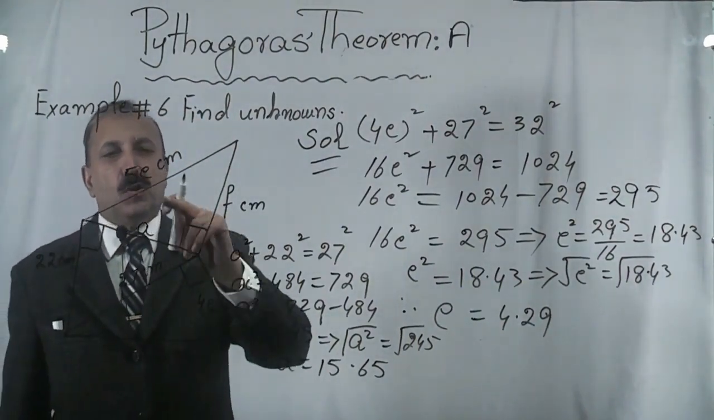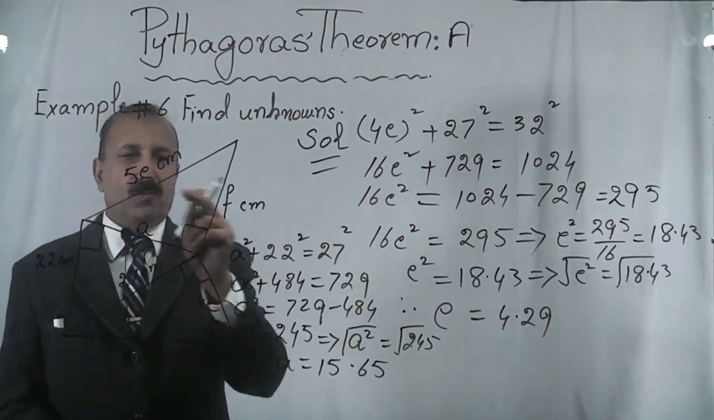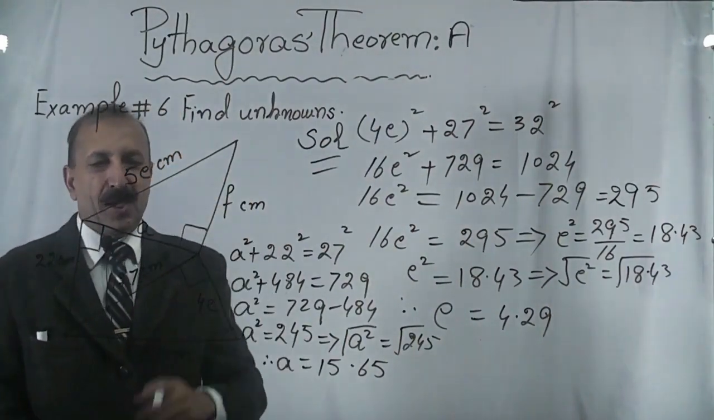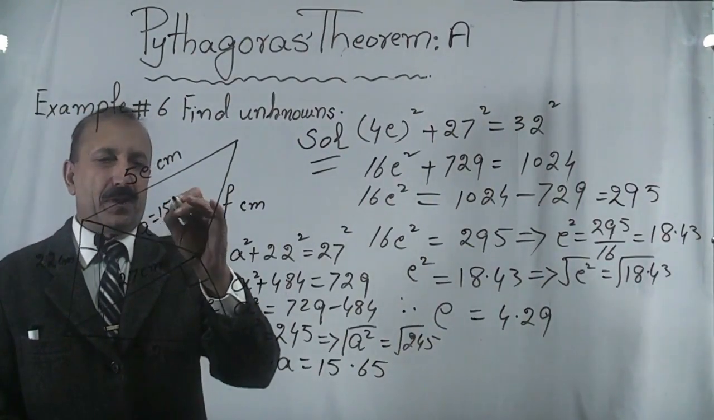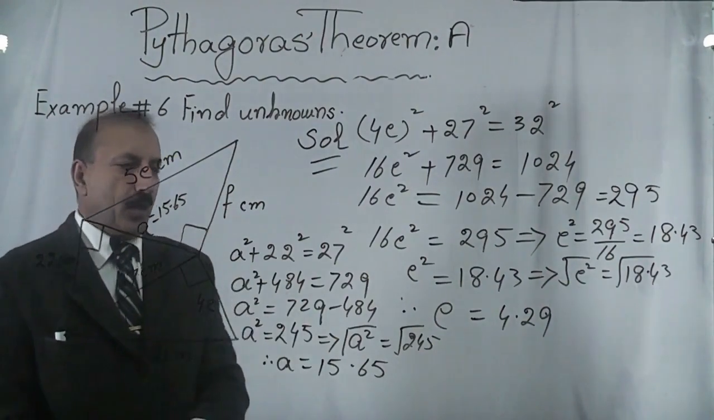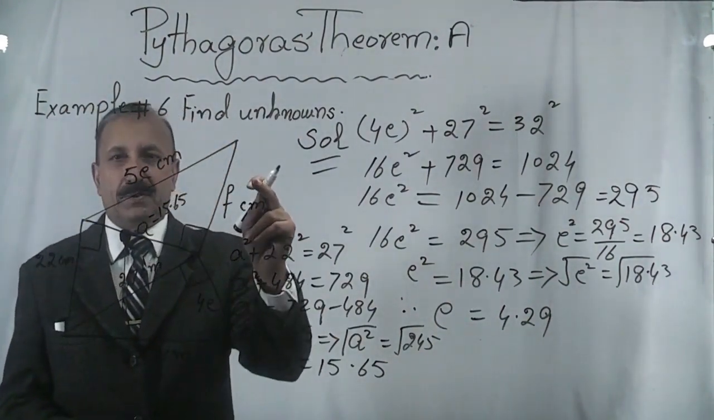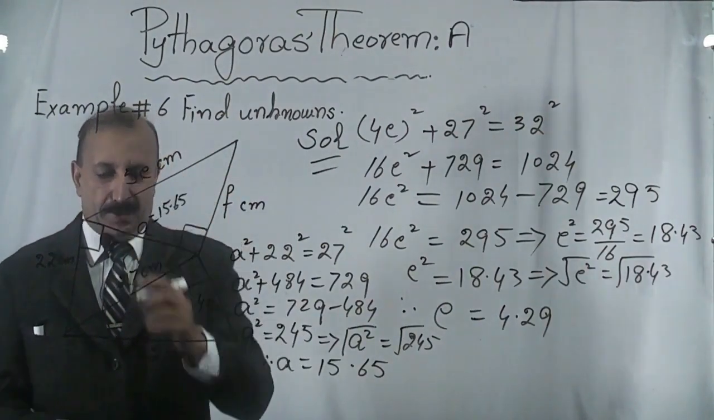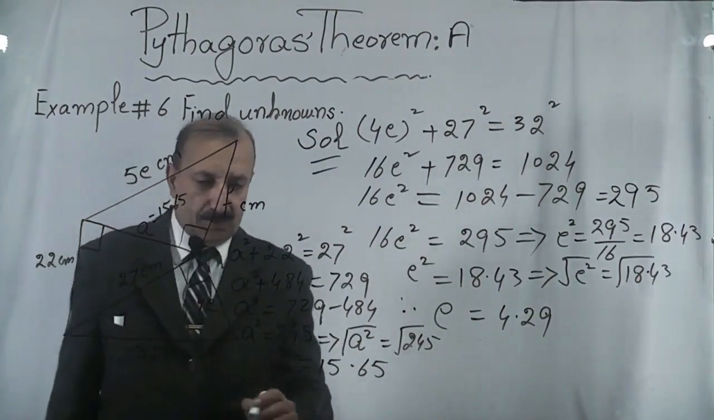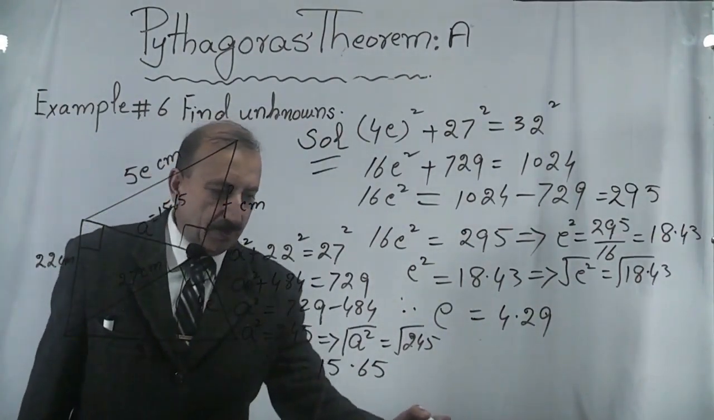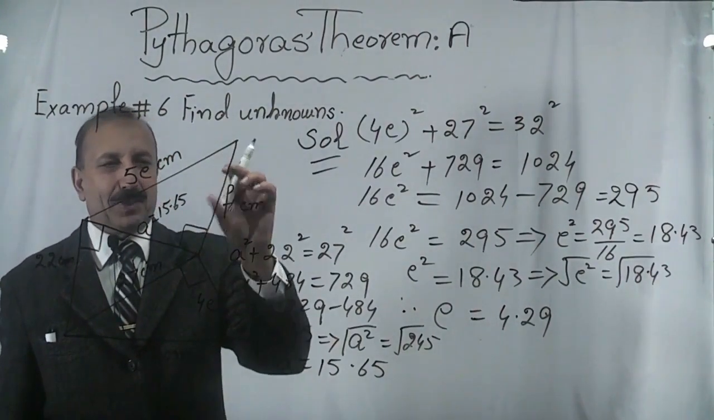And now look at this triangle, whose one side is 5e, and one is f that we are supposed to find, and here the value of a we have found, this is 15.65. Now ultimately we will work for f with the help of the value of e. Alright, let's start, let's apply Pythagoras theorem on this one.